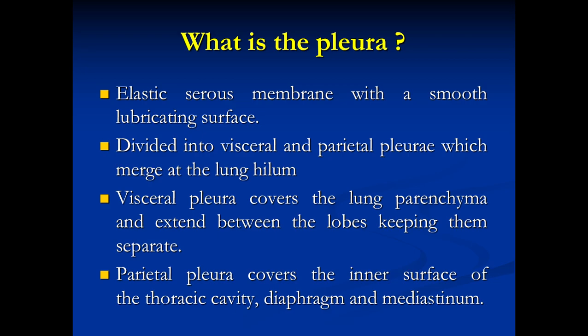The parietal one is lining the chest wall and covering the diaphragm and covering the mediastinum. The visceral one is adherent to the lung and cannot be separated from it and covers all the lung surfaces. Okay. The visceral pleura covers the lung parenchyma, extending between the lobes, even keeping them separate. So it's causing a slippery movement between the lobes of the lung. The parietal pleura covers the inner surface of the thoracic cavity, diaphragm, and the mediastinum.